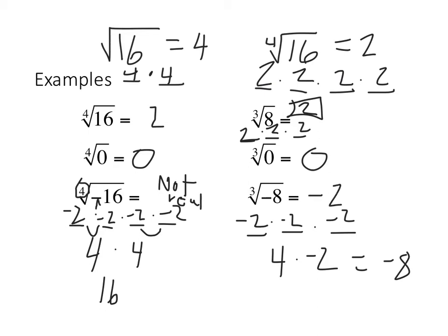Now here's the kind of thing there. If we have an odd root, if the index is odd, it's okay to have a negative. That just means your answer is going to be a negative number.